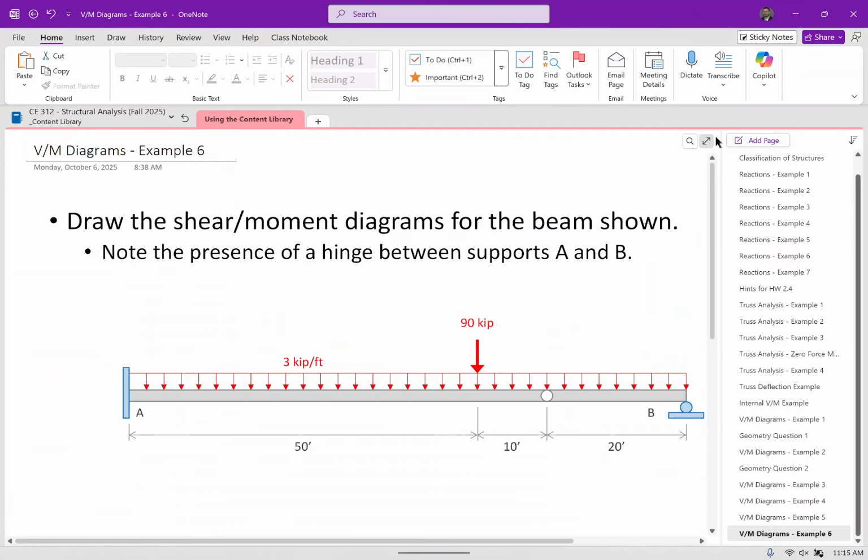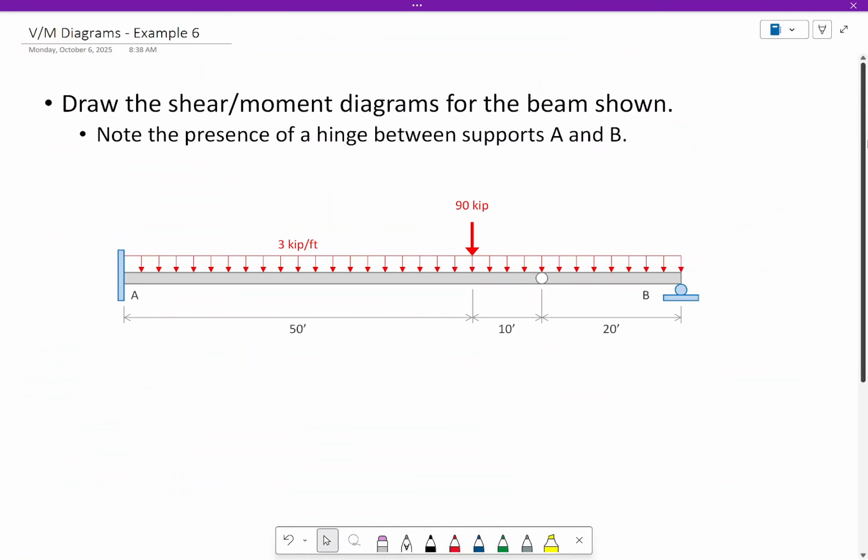We're going to look at this example, okay? We're going to draw the shear and moment diagram for this beam, okay? I have support A, I have support B. I have a hinge right here, okay? I am going to use that hinge in order to solve for all of my reactions. But once I've got reactions, I'm going to ignore that hinge. That hinge doesn't matter anymore, okay?